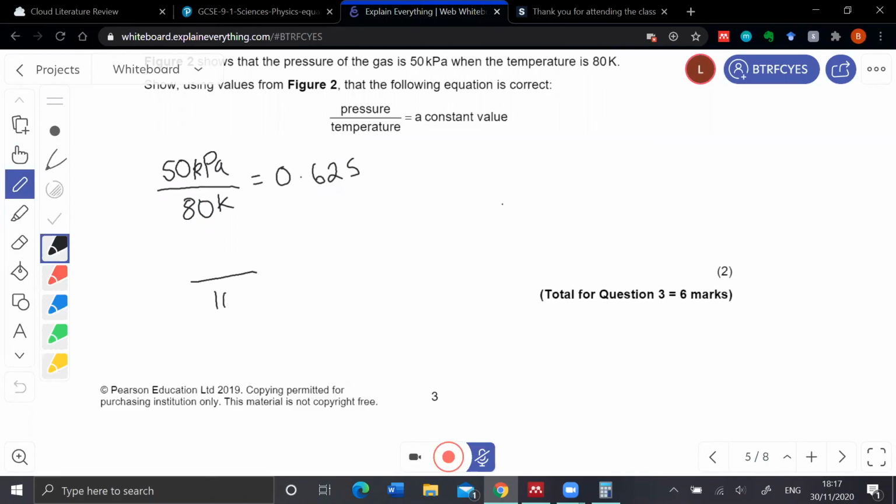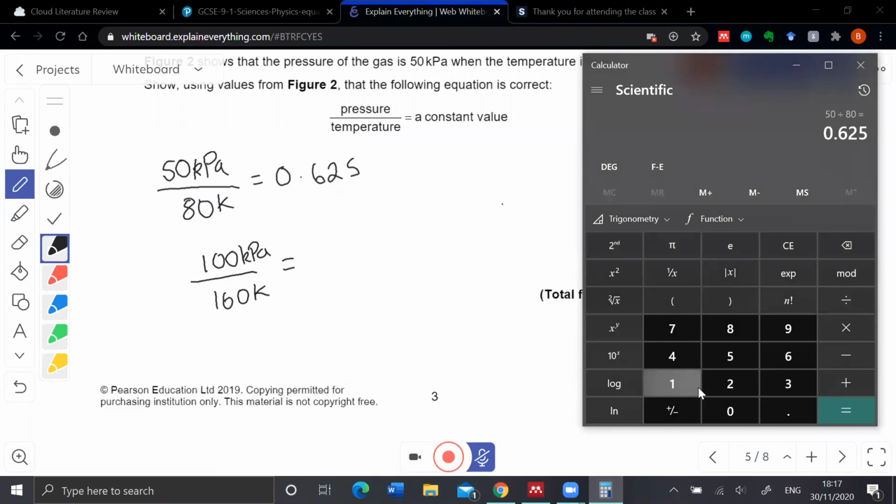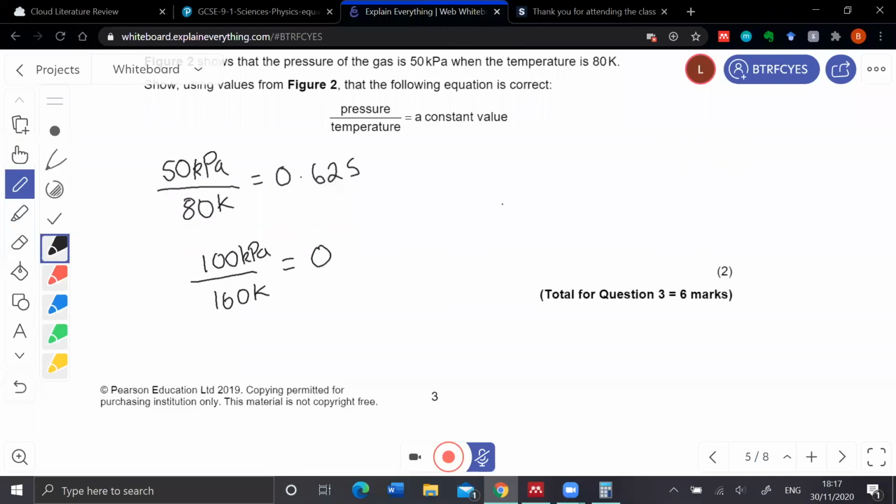So 160 over 100. The calculator comes out. You would have to use a graph for this. That gives 0.625. Yes, that's correct. So it proves it's a constant value, which means they are the same.